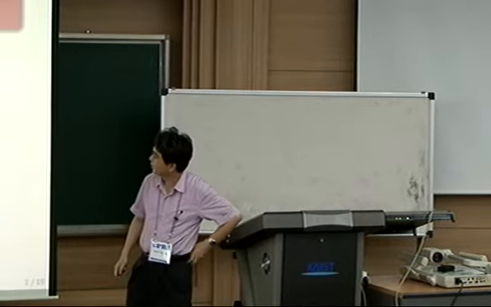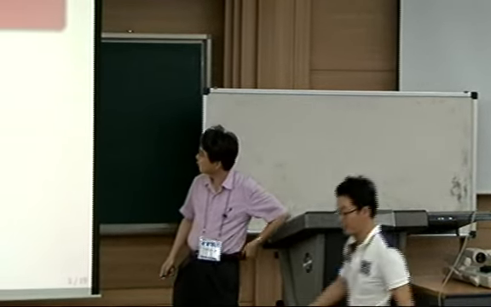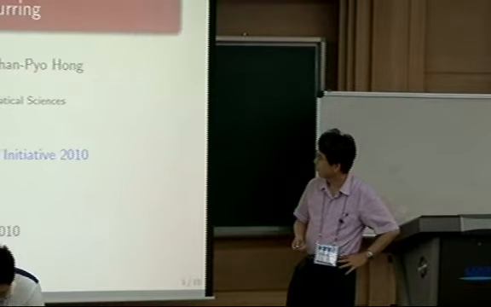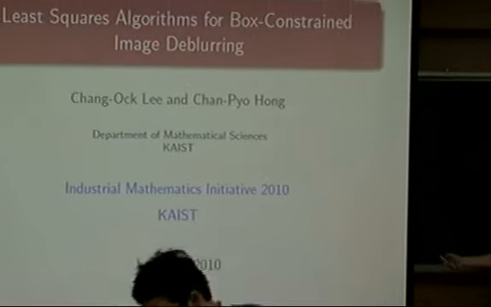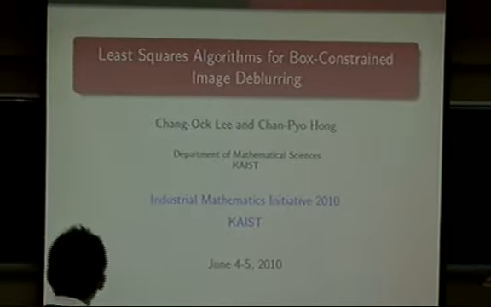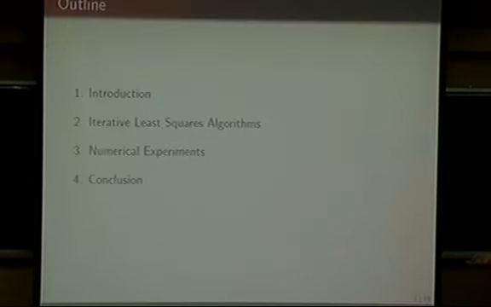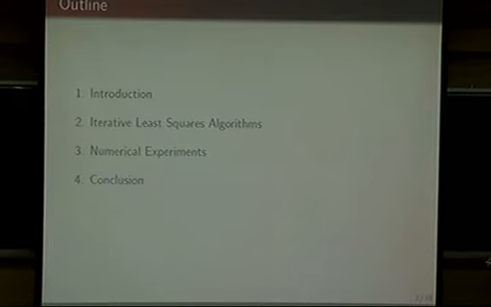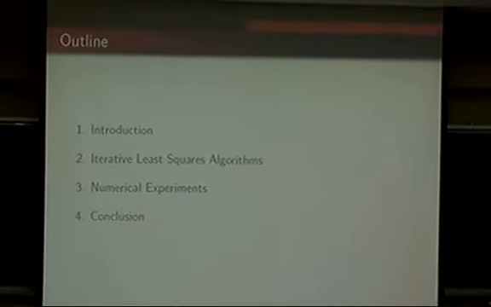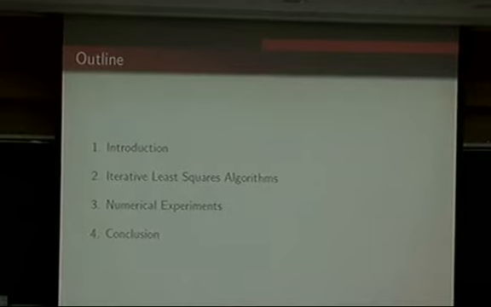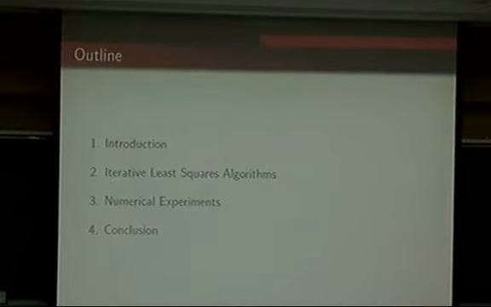This is the least square problem for box constraint image deblurring. This is work with my student, Hong Changock. Let me give you my outline. First, the introduction; second, iterative least square algorithms; third, I will give some numerical experiments; and lastly, I give conclusions.